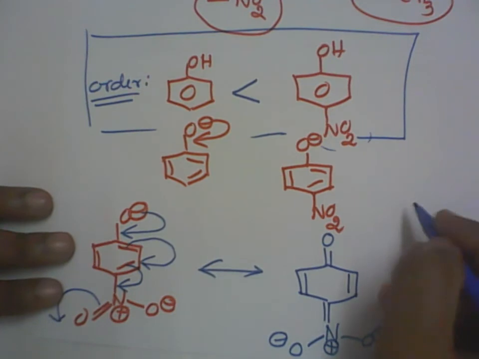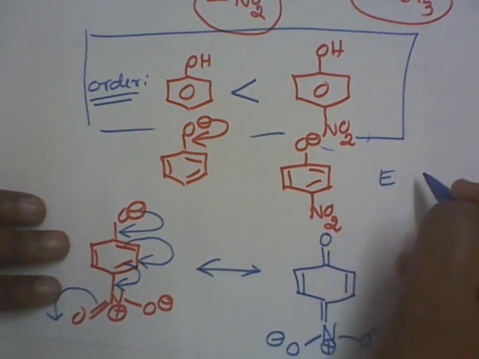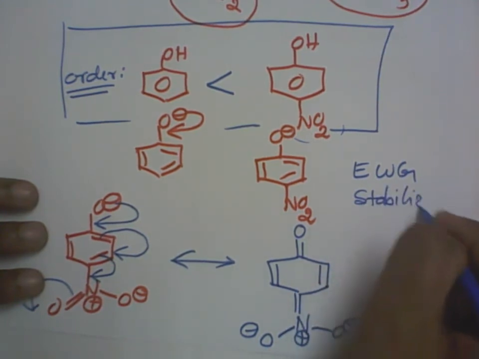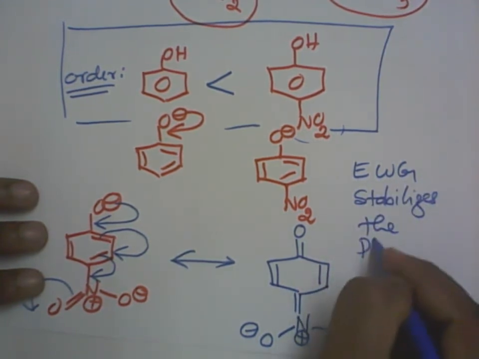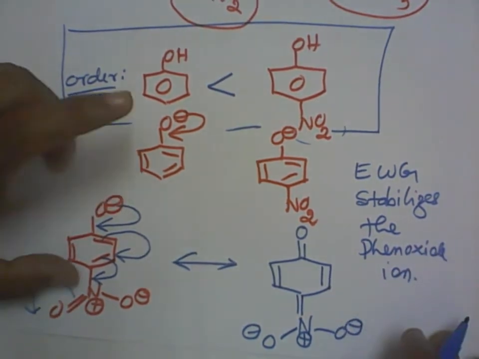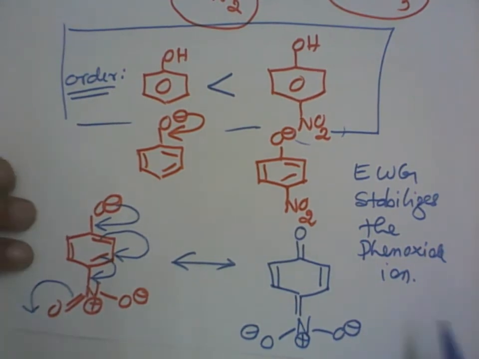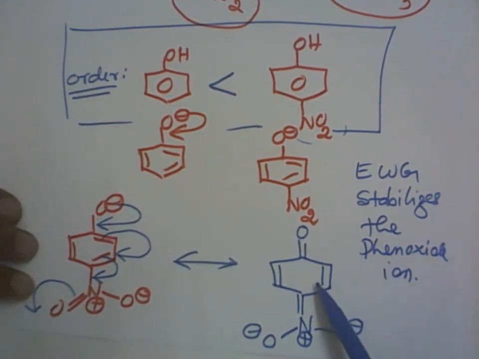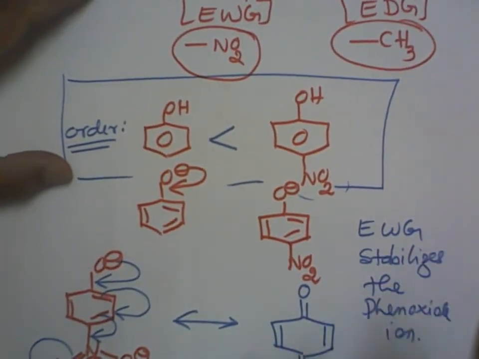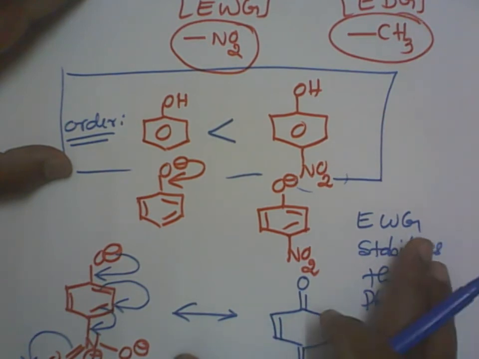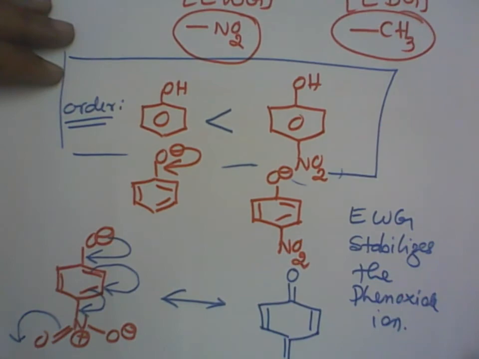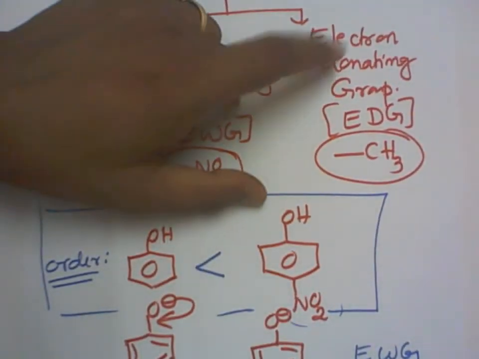What is the reason? So, electron withdrawing groups stabilize the phenoxide ion more than the simple phenoxide. Therefore, the acidic nature of those compounds increases. Clear? Remember one thing here, electron withdrawing groups generally increase the acidic nature of phenol because they can stabilize the phenoxide ion. Right? Let me take now electron donating groups.